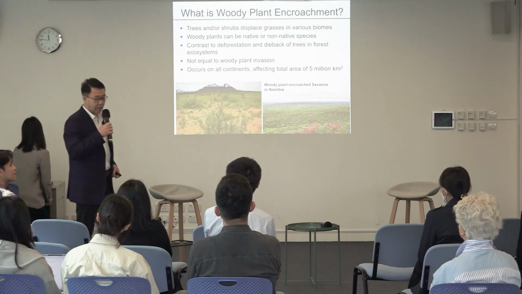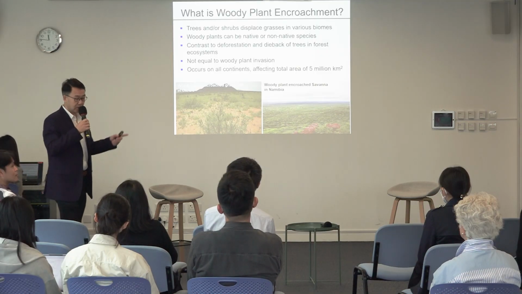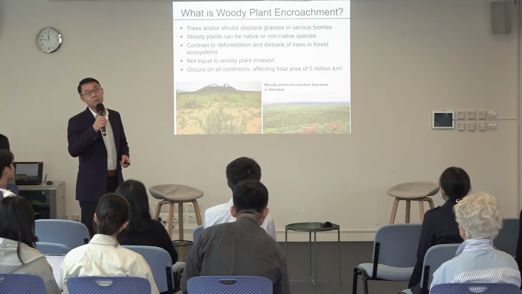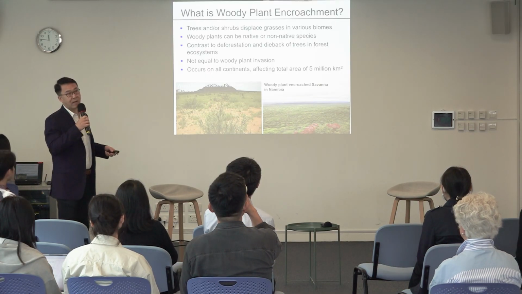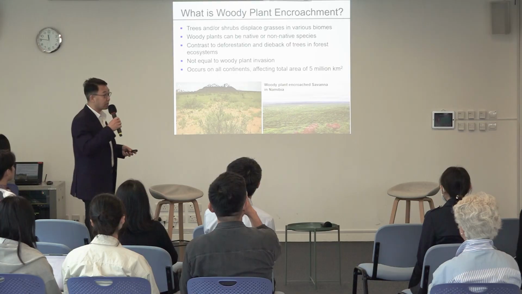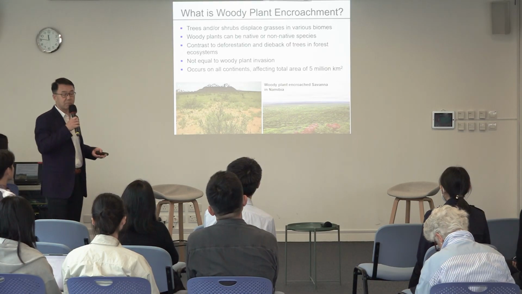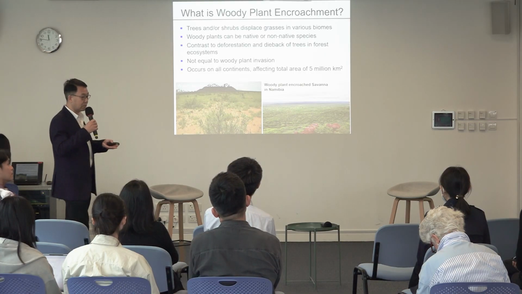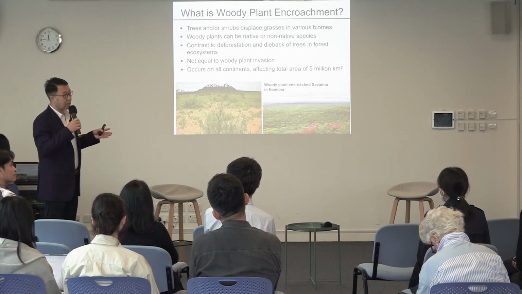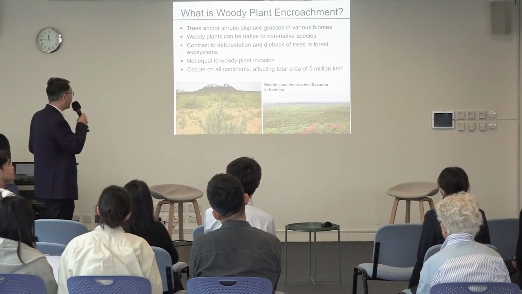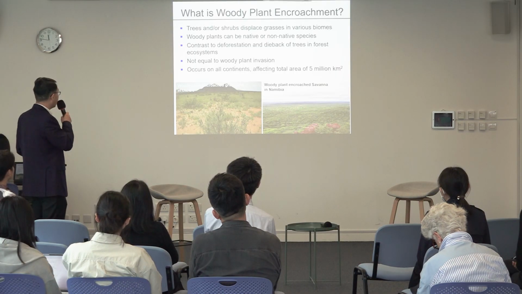One of the key research areas is the process we call woody plant encroachment. It's a process where the original grassland has been displaced by woody plants. What do we mean by woody plants? Woody plants are generally shrubs or trees. It depends on the location. In some locations you might have shrubs, and in some locations the woody plants can grow enough to become trees. That happens widely in the US, in Africa, and in many parts of China as well.